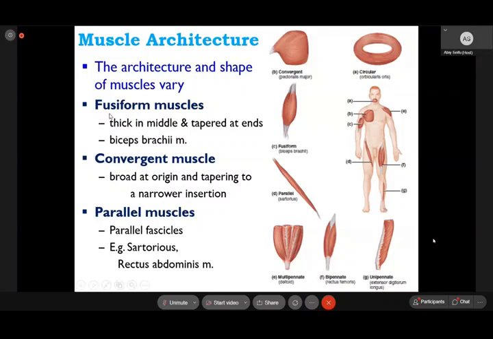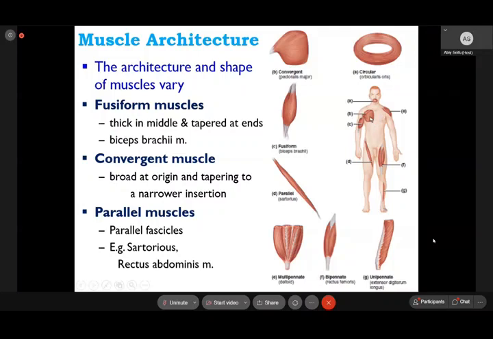For instance, there is the fusiform muscle. Such types of muscles have the belly at the middle and taper at the periphery, for instance, the biceps brachii. The biceps brachii is a type of fusiform, and the other is convergent. The convergent one, as the name indicates, has a broader origin and tapers to its insertion.